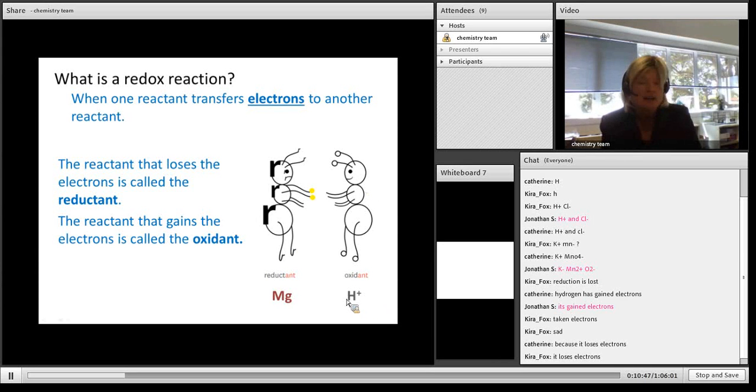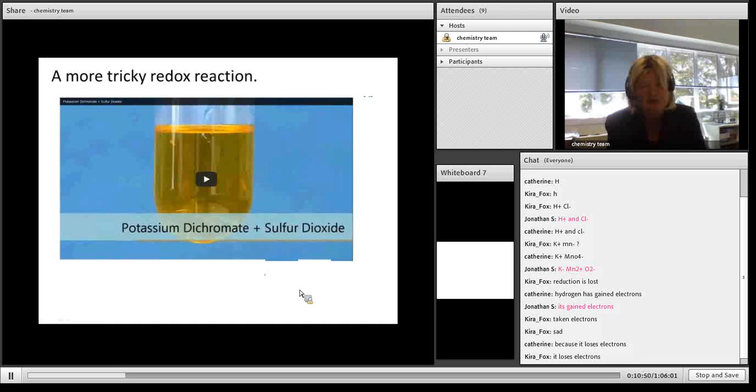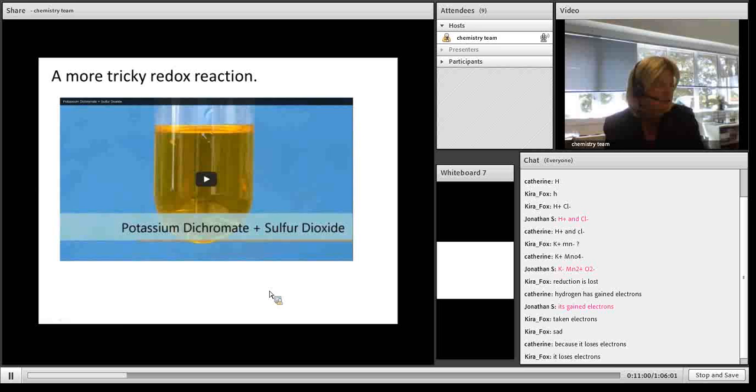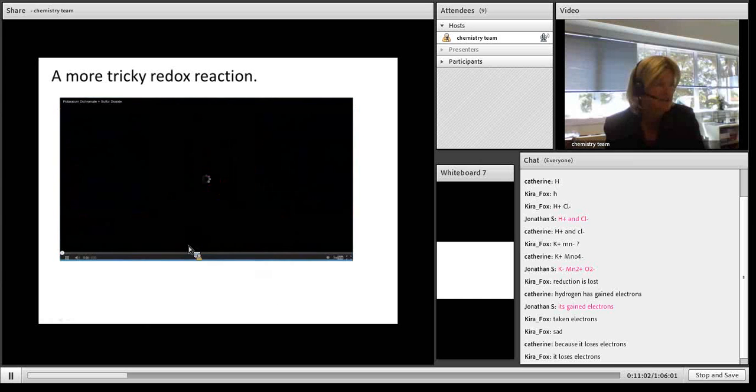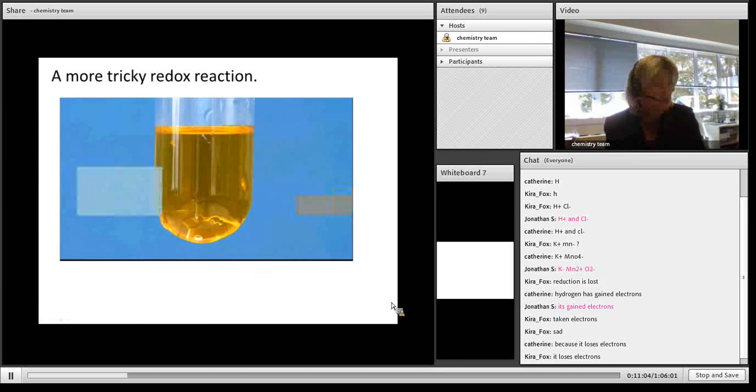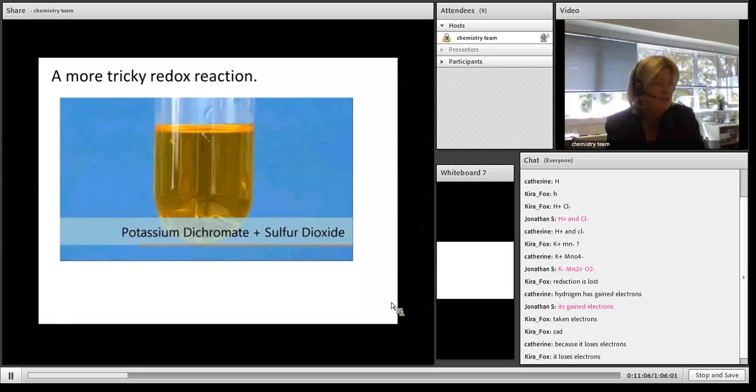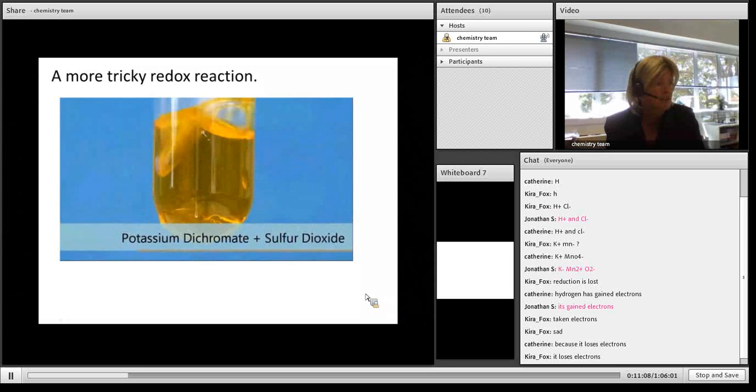So that was an example of a redox reaction where it was very easy to see there was a transfer of electrons. The hydrogen ion gained electrons, the magnesium lost. But here's an example where it's not very clear. While that's playing, you can see the reaction. You might have done it last year at school, or if you saw the video, if you did it with us last year.